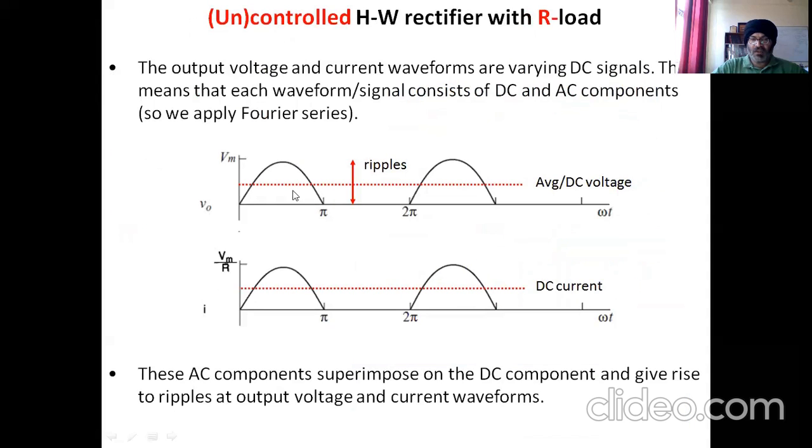So based on that, we can find out the average value of this. Graphically, the average value looks like this. So these alternating peaks are called ripples. And how to calculate these average and DC values analytically, we'll see in later slides.